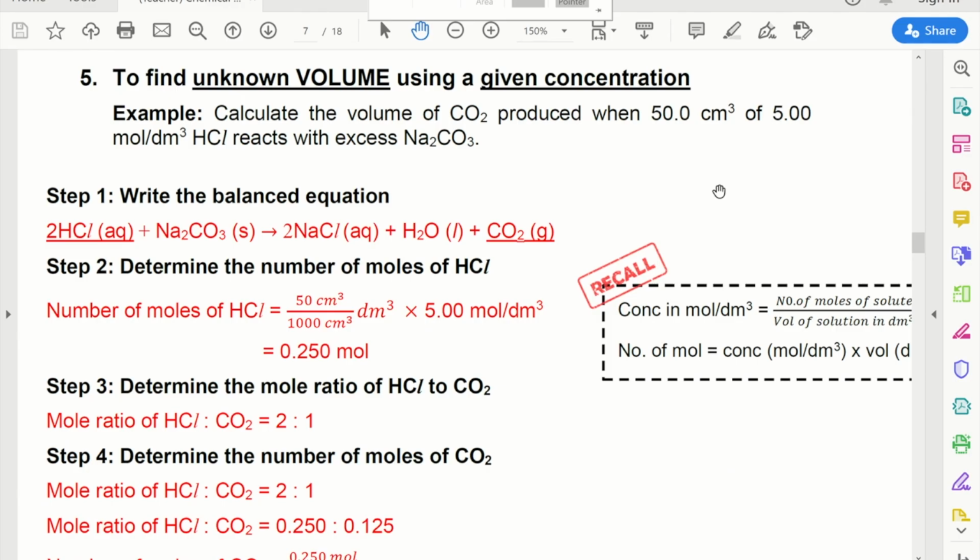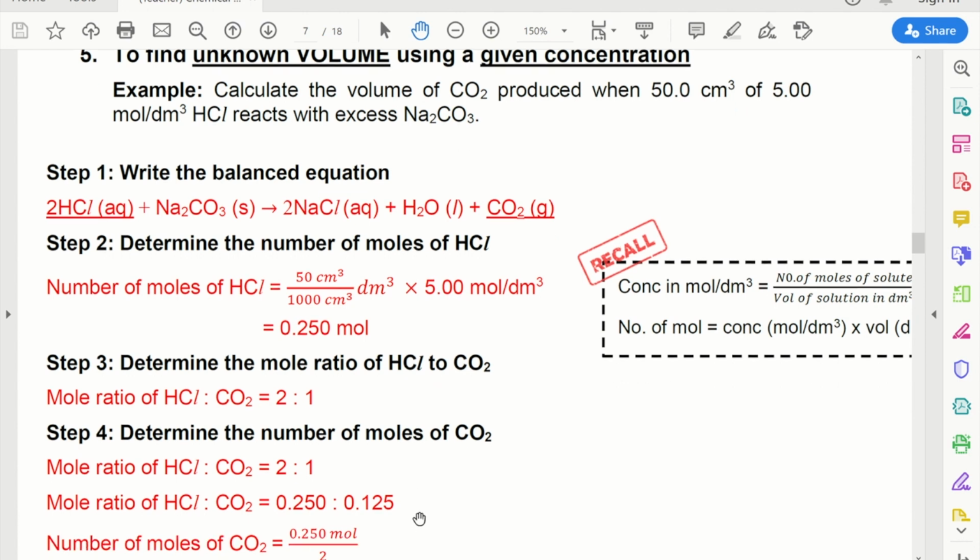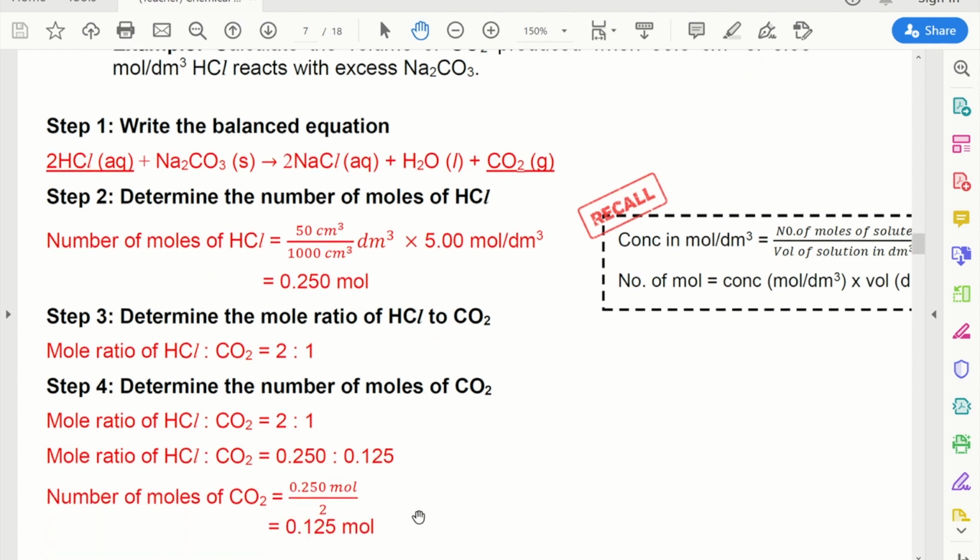So to recap, take a look at here. Acid plus carbonate, you will form salt, water, carbon dioxide. So we are only interested in acid and to calculate the volume of carbon dioxide. So I underline these two. First step, you're only given this value, so you can only work from here. So number of moles of acid is volume multiplied by concentration, you get the number of moles. If you cancel away the units, you get this number of moles. So mole ratio of acid to carbon dioxide is 2:1. So I simplify. If this is 0.250, this is 0.125 for carbon dioxide.